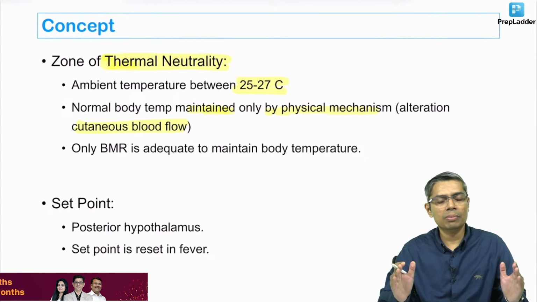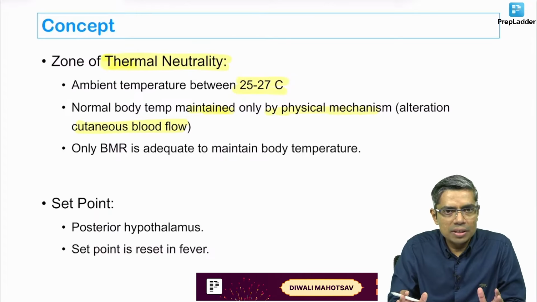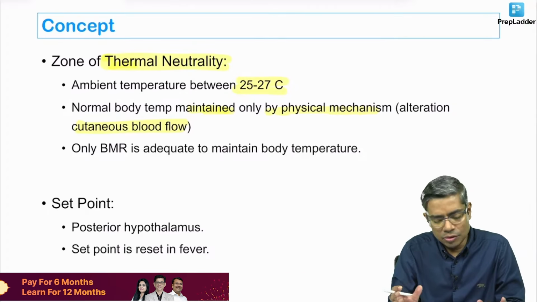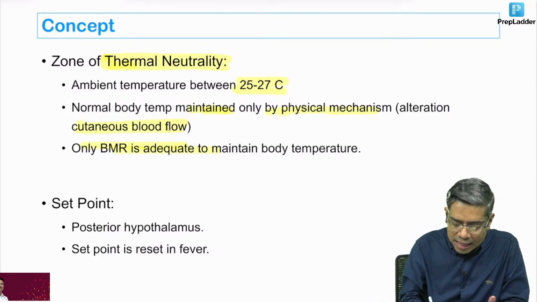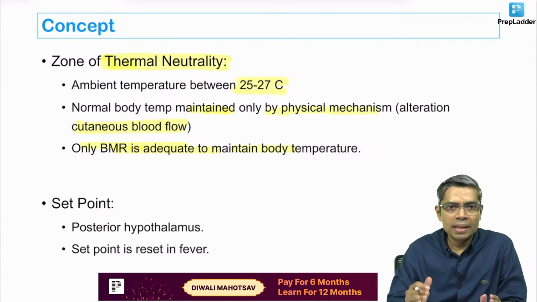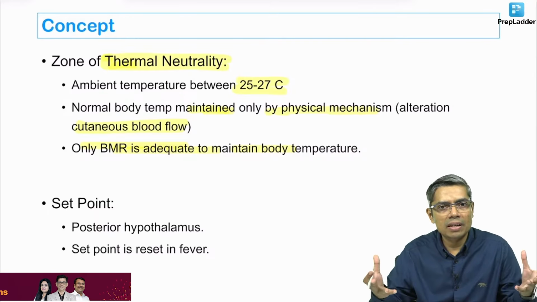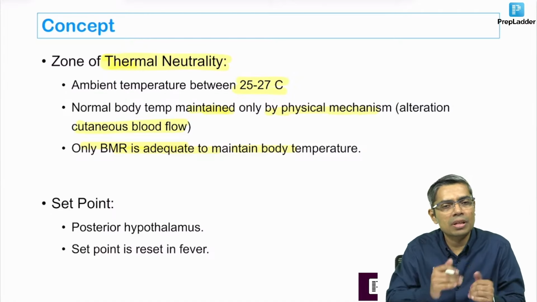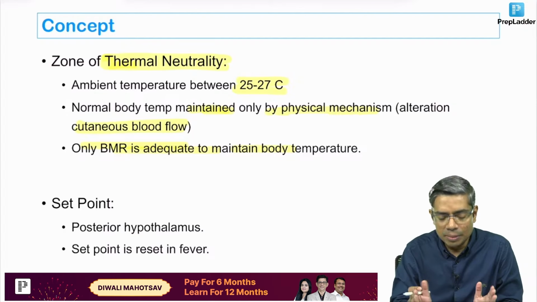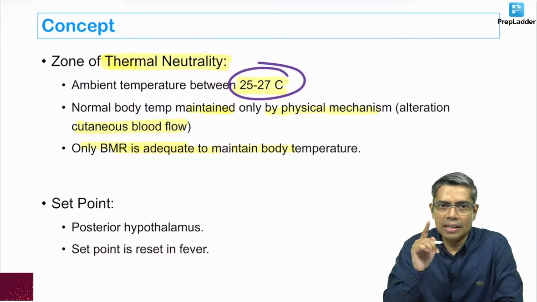If the temperature in this room is 25 to 27, your skin temperature will also be that, and without wasting any extra energy, your body temperature will be maintained only by physical mechanism, by vasoconstriction or vasodilation, and only BMR is adequate to maintain the body temperature. Additional mechanisms do not have to be activated, because whenever the temperature rises to 40 degrees centigrade, that is beyond the zone of thermal neutrality. So what will happen? The heat loss mechanism has to be activated. Whenever the temperature is, suppose, 10 degrees centigrade, again the heat conserving mechanism has to be activated. But whenever you are remaining at a temperature of 25 to 27 degrees centigrade, that is known as the zone of thermal neutrality. You have to remember this.